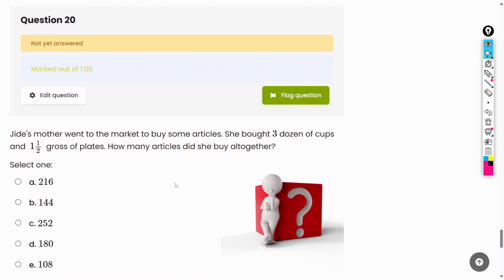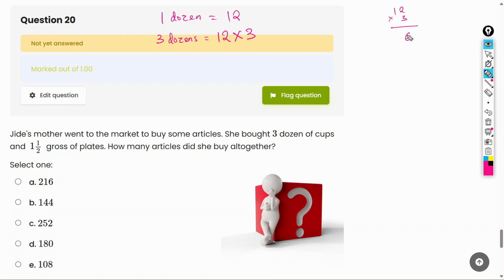Jide's mother went to the market to buy some articles. She bought 3 dozen of cups and 1.5 gross of plates. How many articles did she buy? Recall that 1 dozen is 12. So 3 dozens is 12 times 3. So 12 times 3 is 3 times 2 is 6, 3 times 1 is 3. 36. So 36 cups. And then 1.5 gross of plates.